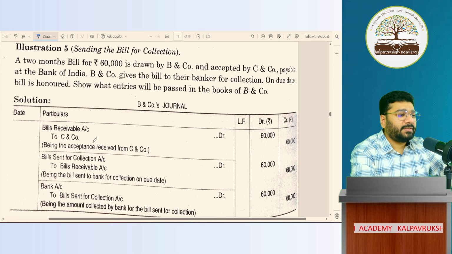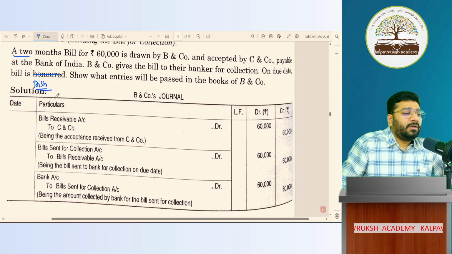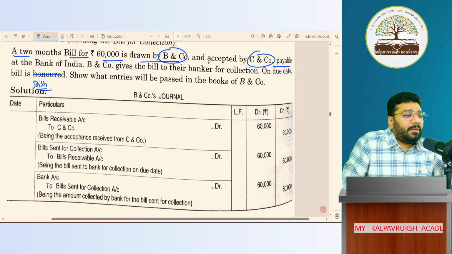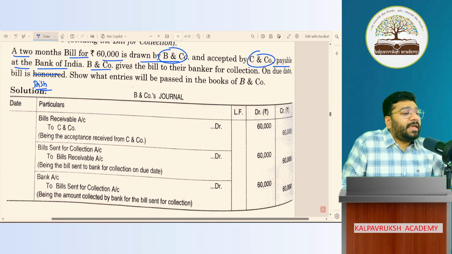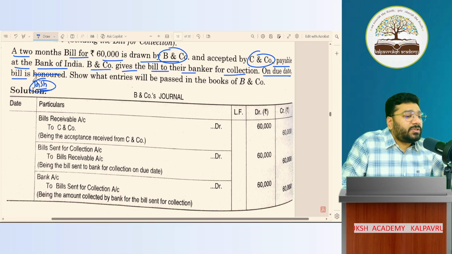Illustration 5. Take this. In case the bill is not honored, it is dishonored, then what will come? A 2-month bill of 60,000 is drawn by B and Co., accepted by C and Co., payable at the Bank of India. B and Co. gives the bill to the banker for collection. On the due date, the bill is dishonored. Show the entries to be passed in the books of B and Co.